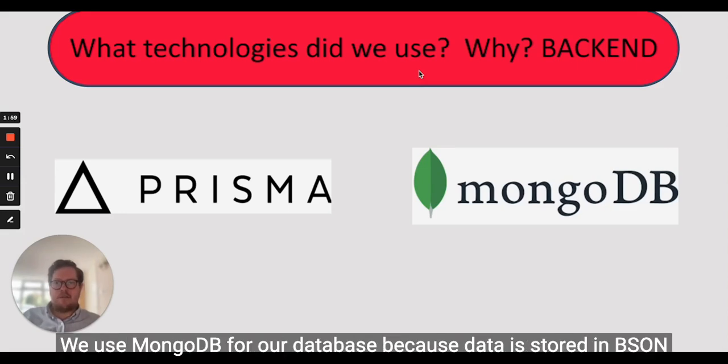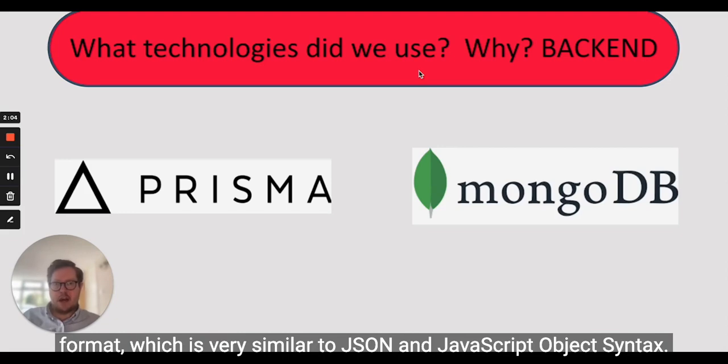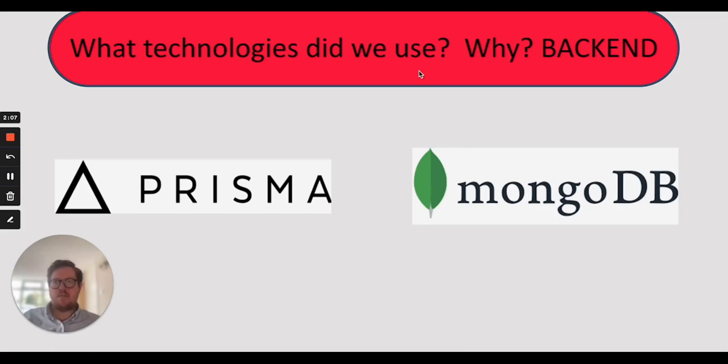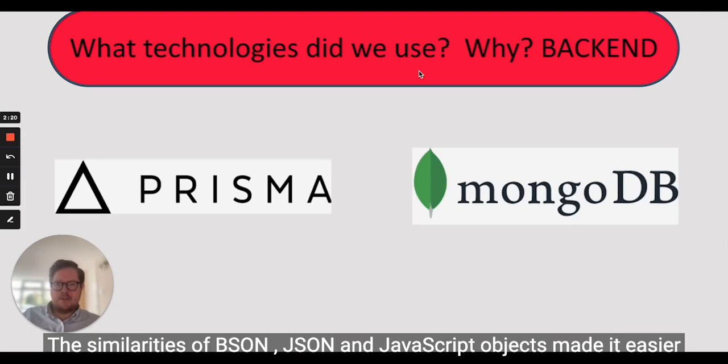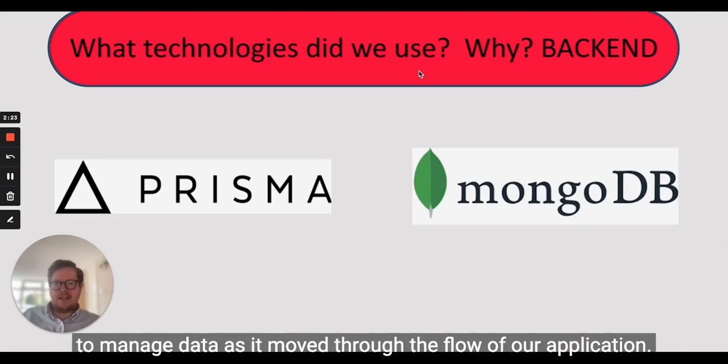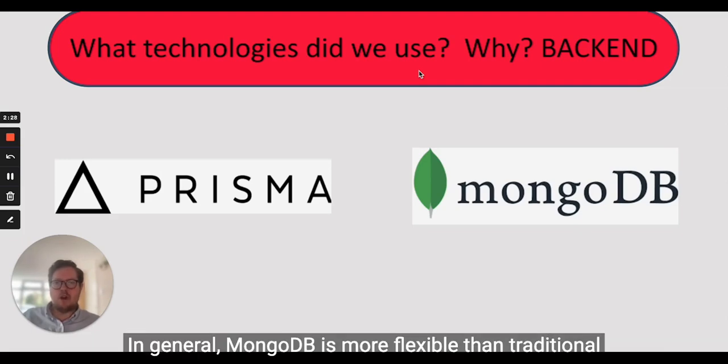We use MongoDB for our database because data is stored in BSON format, which is very similar to JSON and JavaScript object syntax. This allowed us to start off the development process using a dummy dataset in JSON format that later on could easily be imported into our MongoDB database. The similarities of BSON, JSON, and JavaScript objects made it easier to manage data as it moved through the flow of our application. In general, MongoDB is more flexible than traditional relational databases, and we felt that this would be helpful should the application develop further.